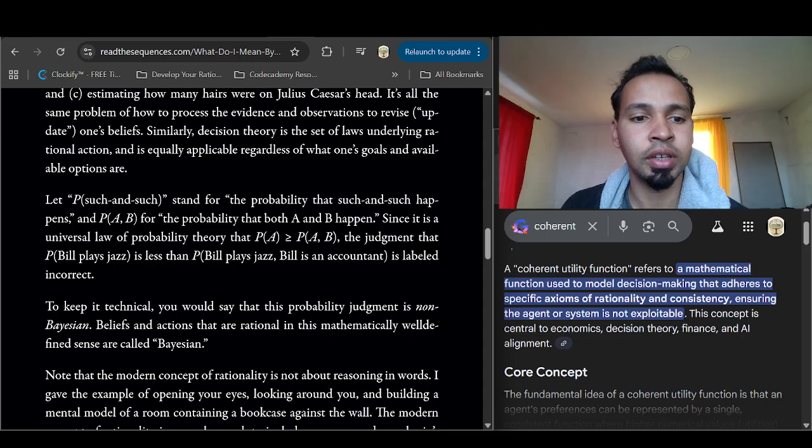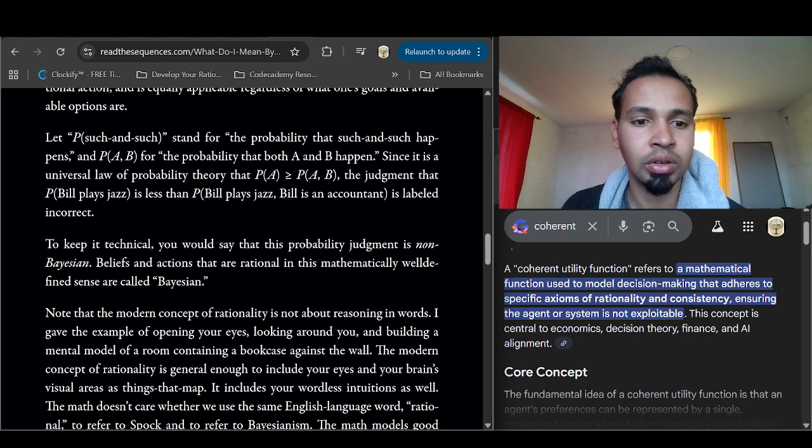So, here we go. He says, let P(X) stand for the probability that X happens, and P(A, B) for the probability that both A and B happen. Since it is a universal law of probability theory that the probability of A is greater than or equal to the probability of A and B happening both, the judgment that the probability Bill plays jazz is less than the probability that Bill is an accountant who plays jazz is labeled incorrect. Okay, so in the mathematical sense, I see his point. To keep it technical, you would say that this probability judgment is non-Bayesian.